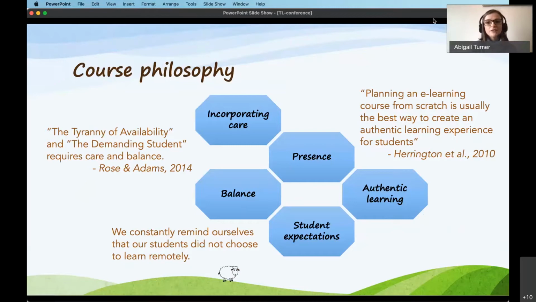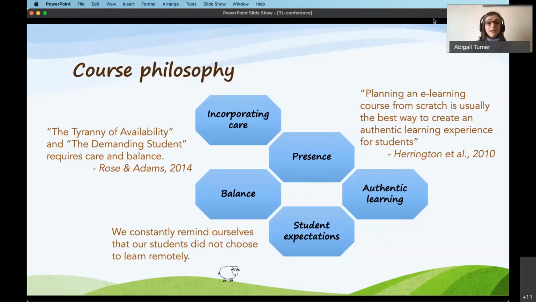And when we redesigned this course, we constantly reminded ourselves that our students did not choose to learn remotely. And so we had to be considerate of that. So I think that's a good example of us incorporating our care into the course. And another way we incorporated care was to be present for students, as Mike had just discussed previously about presence. So both of us were always present during lectures and practical sessions, even when we had a guest speaker. We wanted our students to know we were real and to develop that collegiality with them.